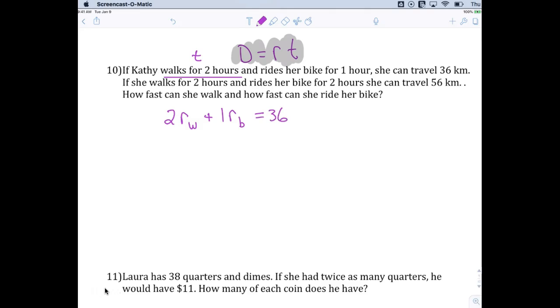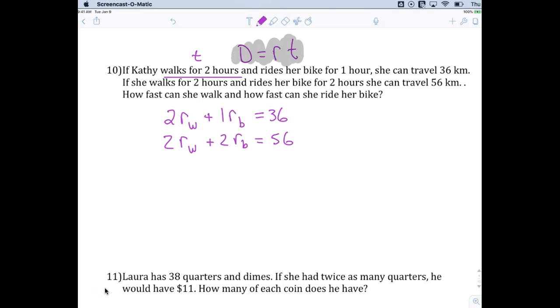So agree with that. And then that will total a distance of what? 36. Everybody okay with that? So the next one would be, go ahead. 2 R sub W plus 2 R sub B equals 56. Perfect. And the subscripts are just a better letter, so it tells you exactly what we're talking about: the rate at which you walk and the rate at which you bike.